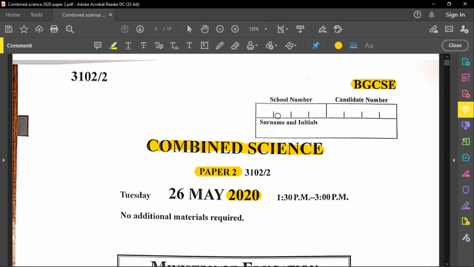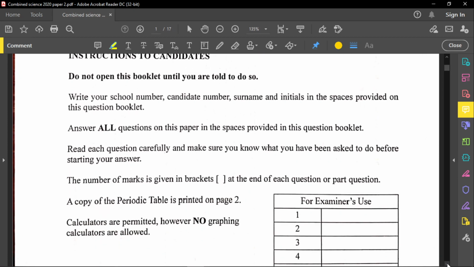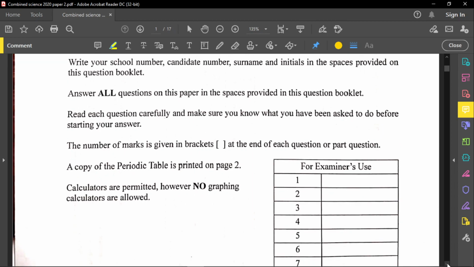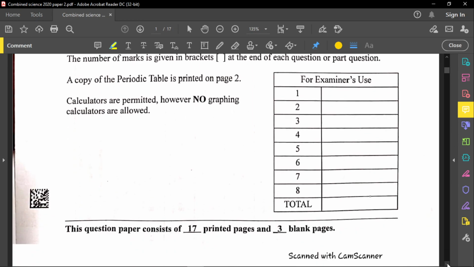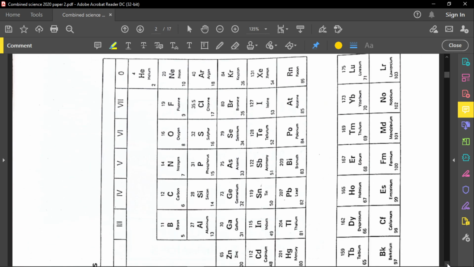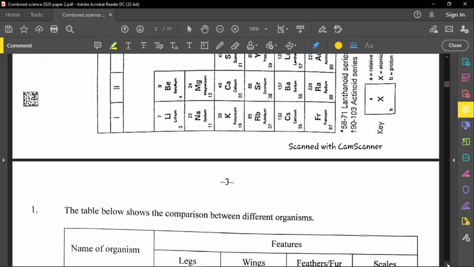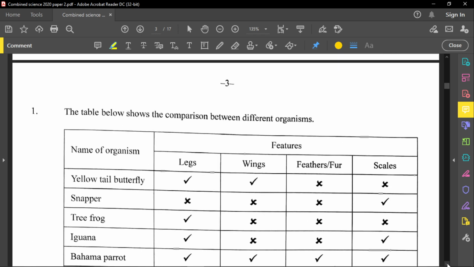And again, please remember, always write your school number, your candidate number, your surname, and initials. Read through the instructions carefully before you start the examination. Also, please do not open a booklet until you're told to do so, and follow all the directives given by the examiner. Usually they provide you with a periodic table, so just in case you may need it, you may refer to it. And so now let's jump into our first question.